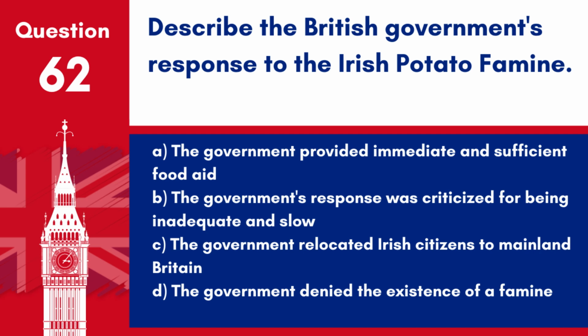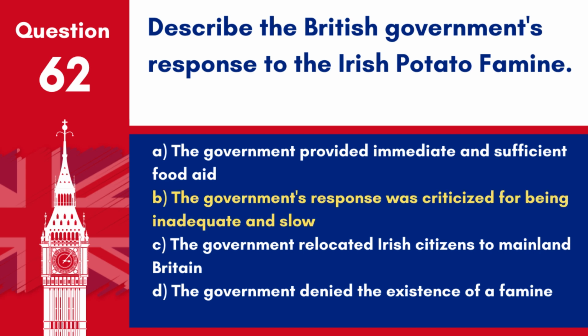Question 62. Describe the British government's response to the Irish potato famine. A. The government provided immediate and sufficient food aid. B. The government's response was criticised for being inadequate and slow. C. The government relocated Irish citizens to mainland Britain. D. The government denied the existence of a famine.